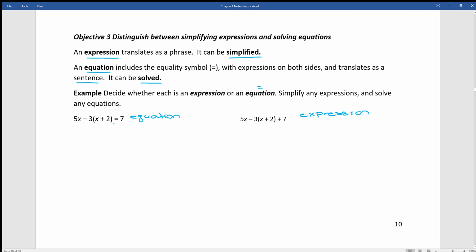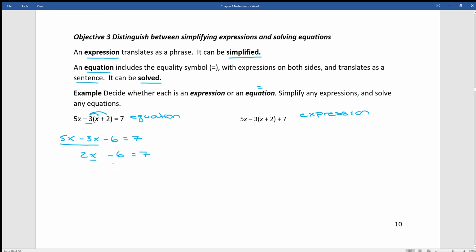So when you're solving an equation, the first thing you want to do is actually simplify it. Okay, so we're going to distribute this -3 through. You get 5x. -3 times x is -3x. -3 times 2 is -6 equals 7. And then we're going to collect like terms to simplify further. So we get 2x minus 6 equals 7. And then we're trying to solve for x. We're trying to isolate x.